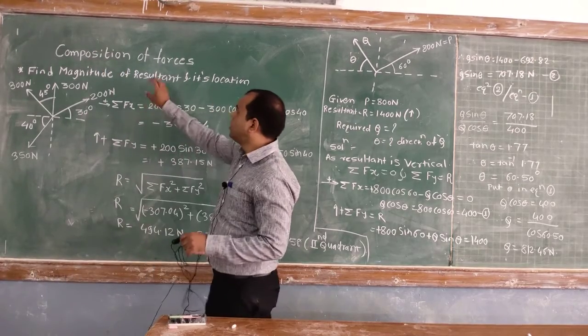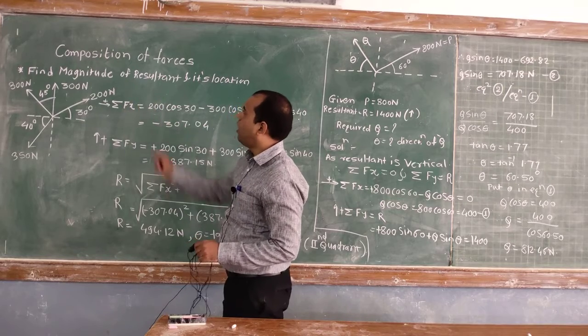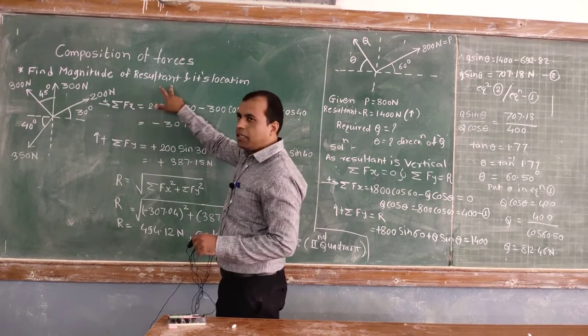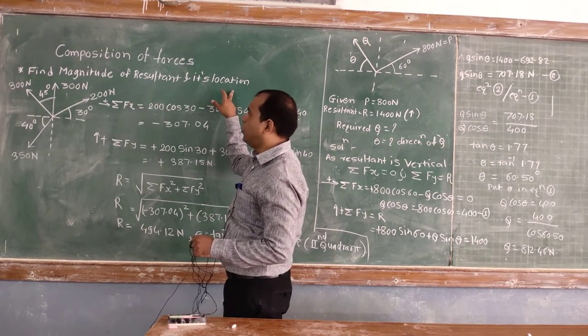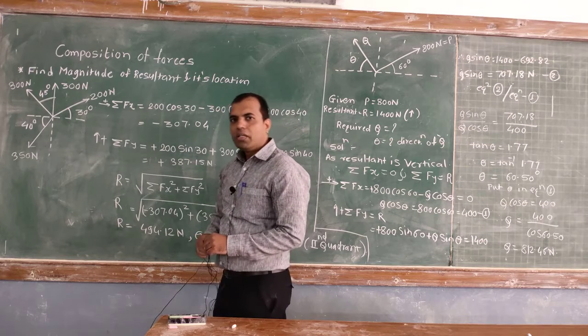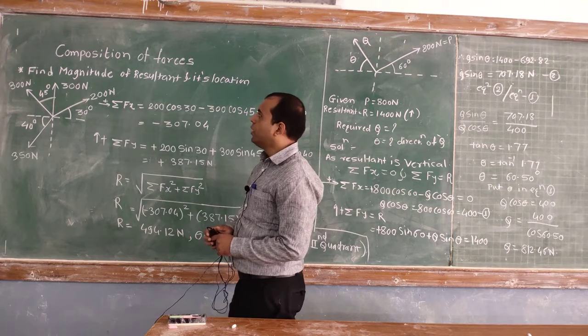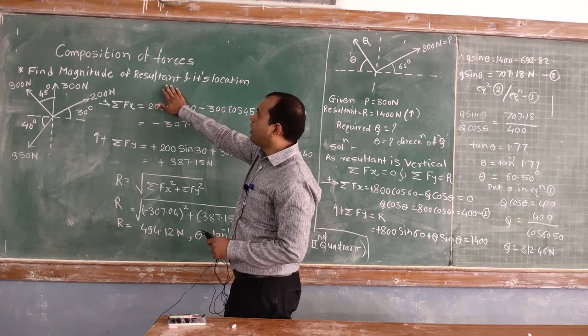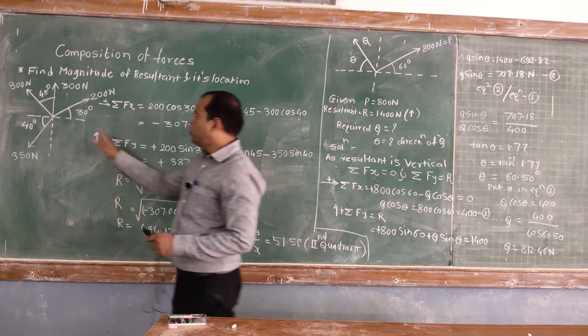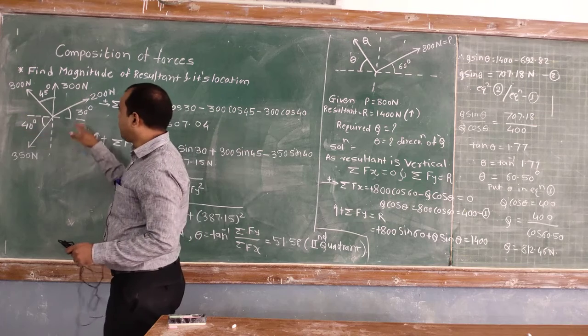If you observe this force system, in this numerical they have asked you to find the magnitude of the resultant and its location. Location means in which quadrant the resultant lies, that we have to find out. So first we have to find out the magnitude of the resultant. So this is a system of forces.